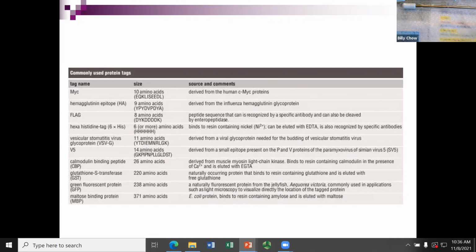Green fluorescent protein is one of the most popular protein tags nowadays because this protein is able to fluoresce. It's a naturally fluorescent protein from jellyfish, and you can actually see the fusion protein because it is green in color. Sorry, you don't even need a laser. It will naturally fluoresce. And as you can see here, there are other tags that one can use as well.